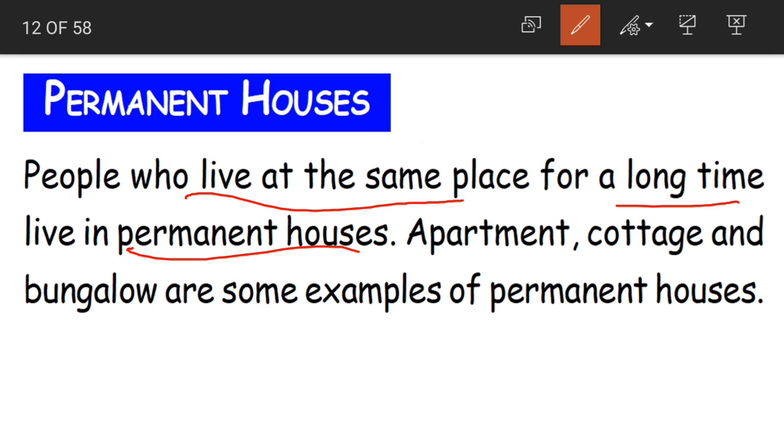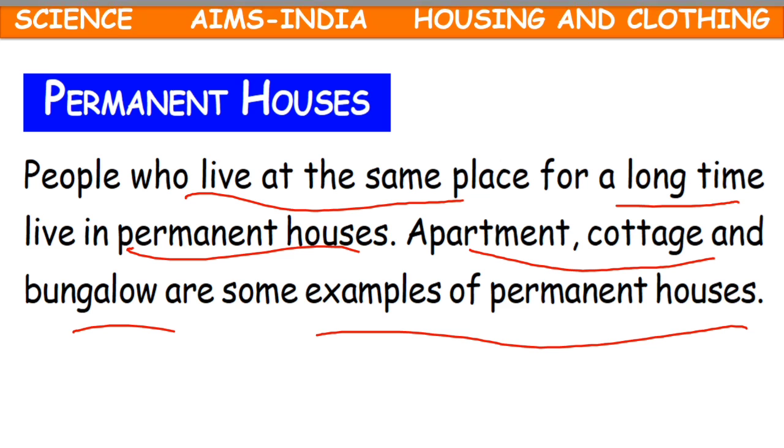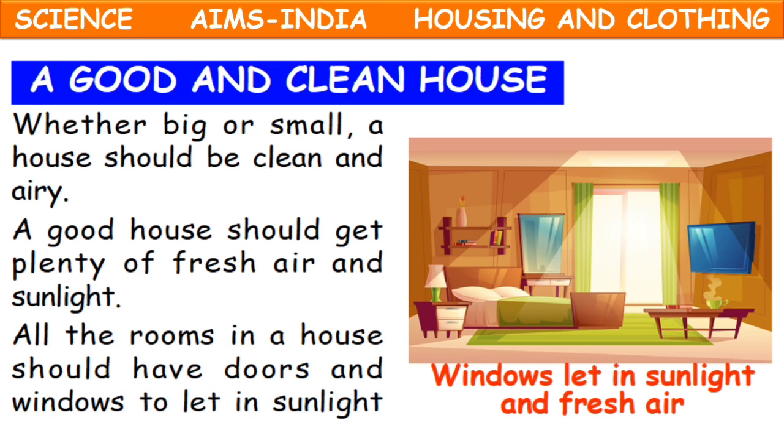So that type of house, where we build our own house and stay for a long time, is called a permanent house. Apartment, cottage and bungalow are some examples of permanent houses. Wherever we live for a long time, we have a permanent house. Okay, children, so now we have seen different kinds of houses.